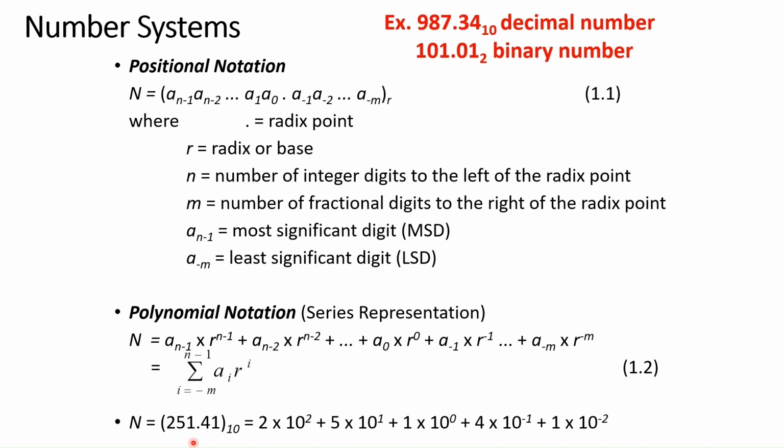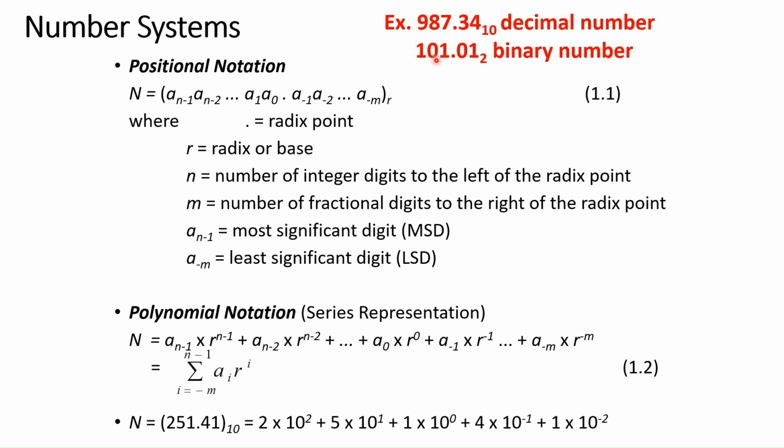So here another example is given with a decimal number, 251.41 with a subscript 10. That means its value is 2 times 10 square plus 5 times 10 to the power 1 plus 1 times 10 to the power 0, plus 4 times 10 to the power -1, because this 4 is after the decimal point, plus 1 times 10 to the power -2. Okay, this is the way to find its value.